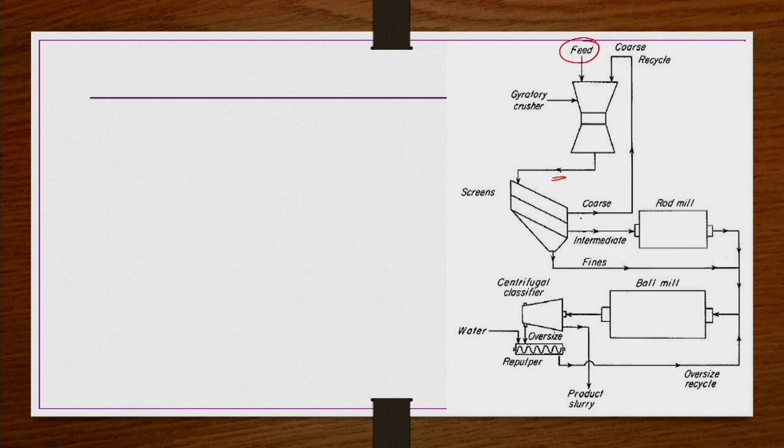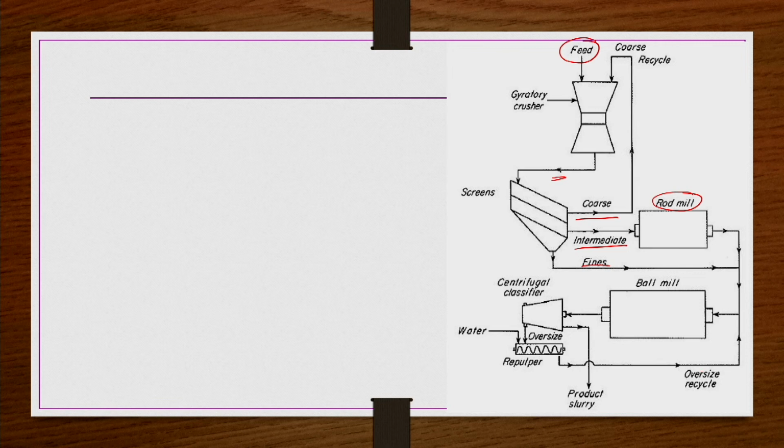Here obviously you have three types of products: coarse, intermediate and then fines. Usually much coarse will be there. That coarse may be taken back and recycled to the gyratory crushers again, whereas the intermediate products may be taken to the next level, the rod mill. In the rod mill, further reduction may be taking place. Whatever products are there from the rod mill can be separated as oversize and undersize material.